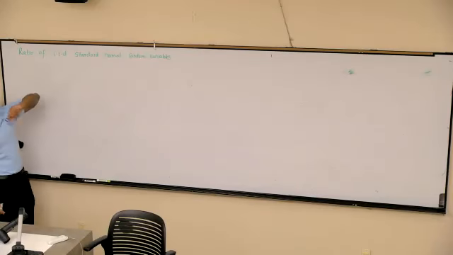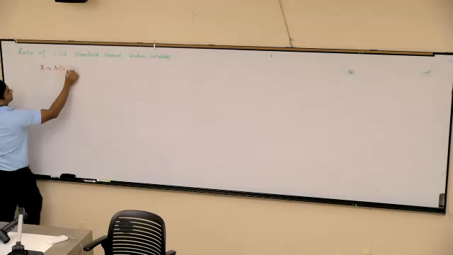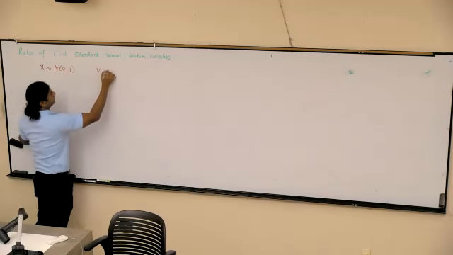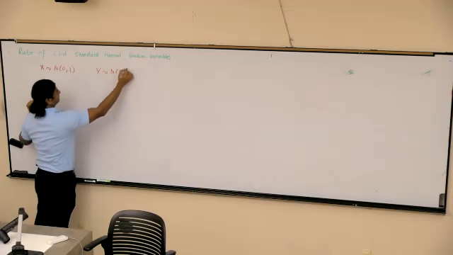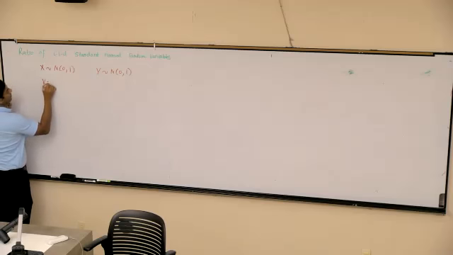So, the ratio of two IID standard normal random variables. Let's just say X is normal(0, 1), and so is Y. And we want to find the ratio X over Y.